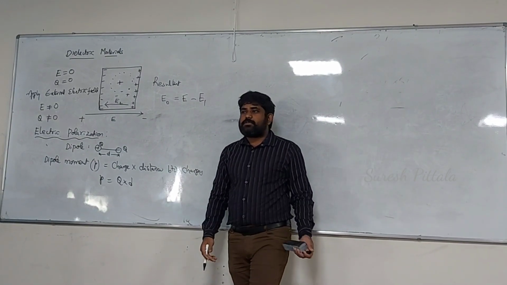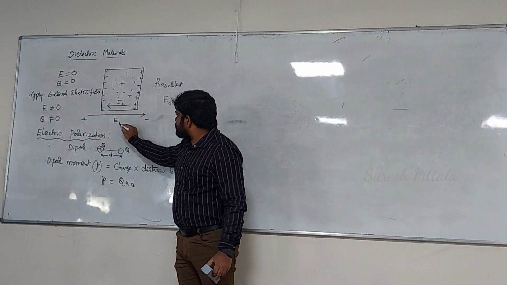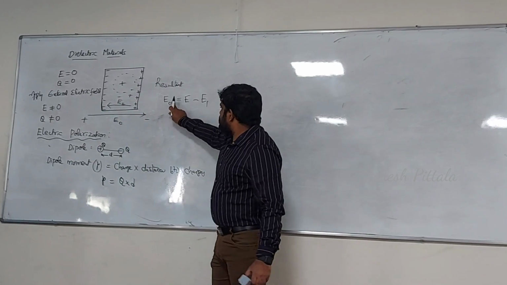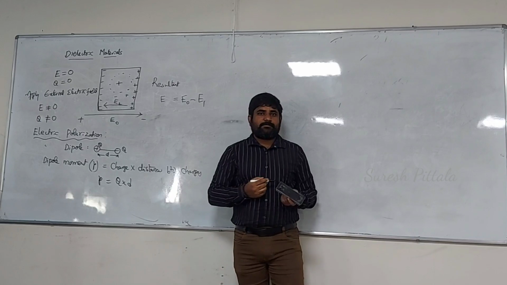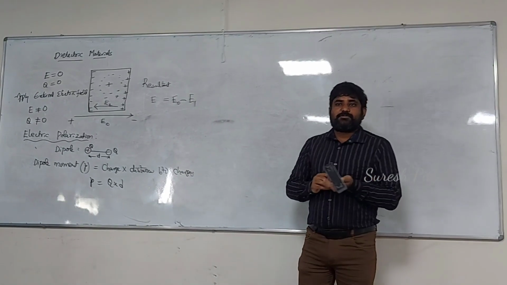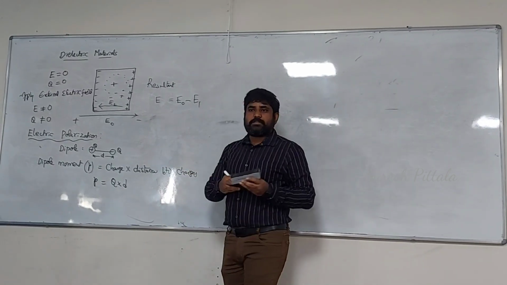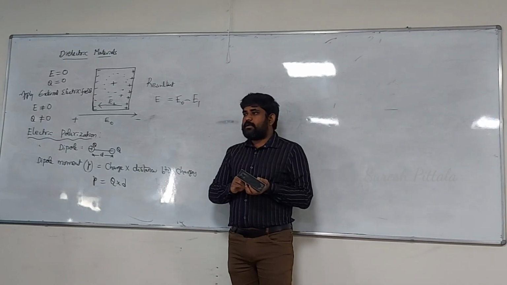In many textbooks, the applied field is E0 and this is E1. Then your resultant is E0 minus E1. That is the usual notation many textbooks follow, so let us stick to that. E is nothing but E0 minus E1.